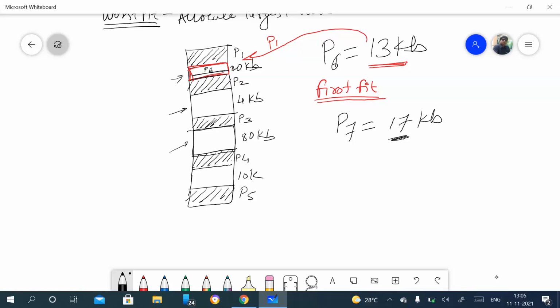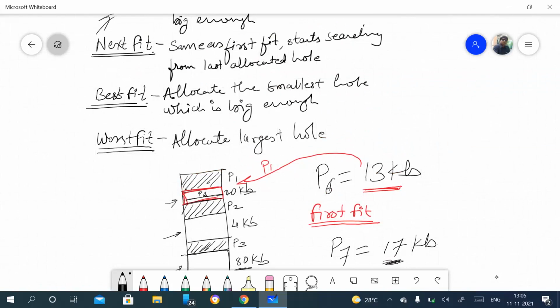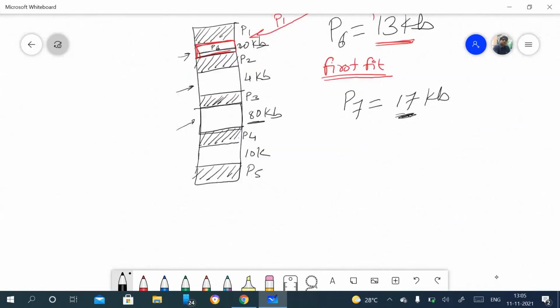So that's why we can keep this 17 kb in this 80 kb hole. But you can see here that the size of this hole is 80 kb and the process needs 17 kb. So how much space are you wasting under internal fragmentation, right? And suppose for the same case we consider next fit. Here, suppose the first block is allocated, then the search for the next free block will start from here.